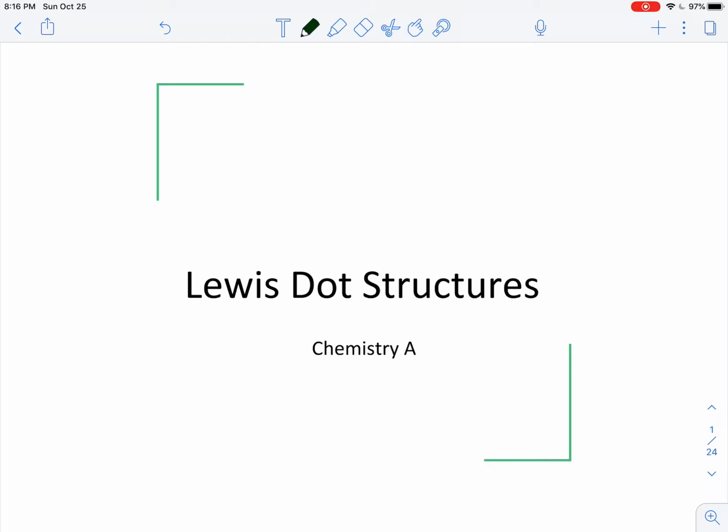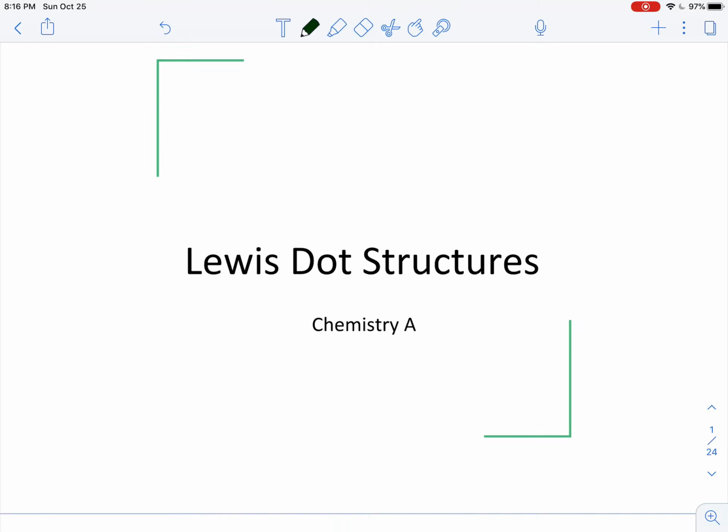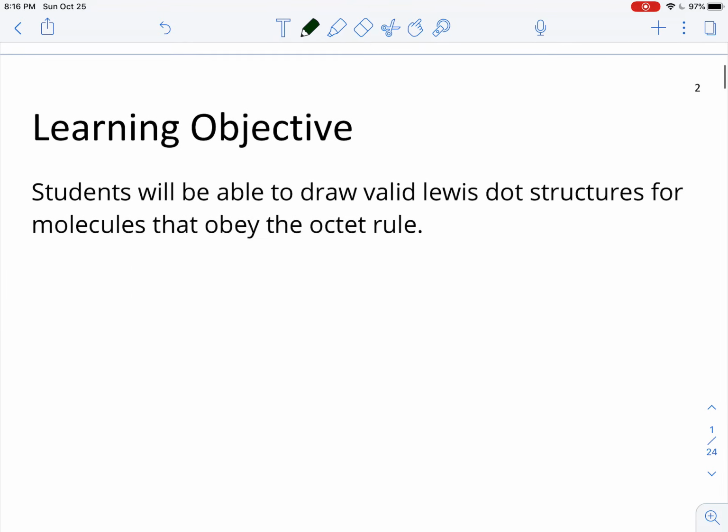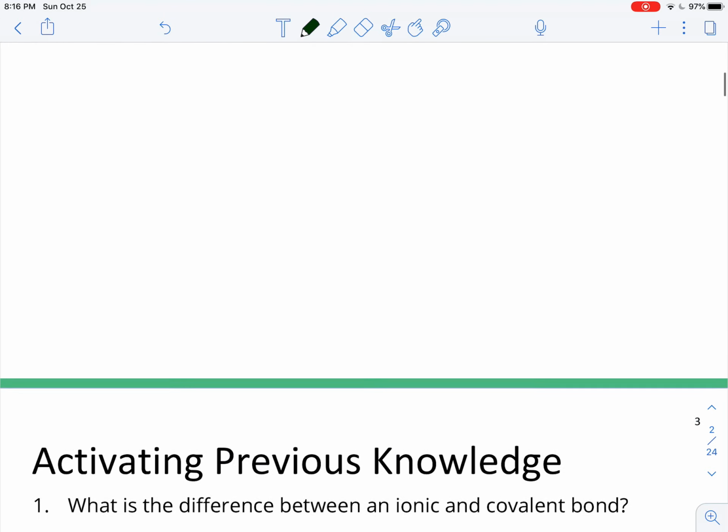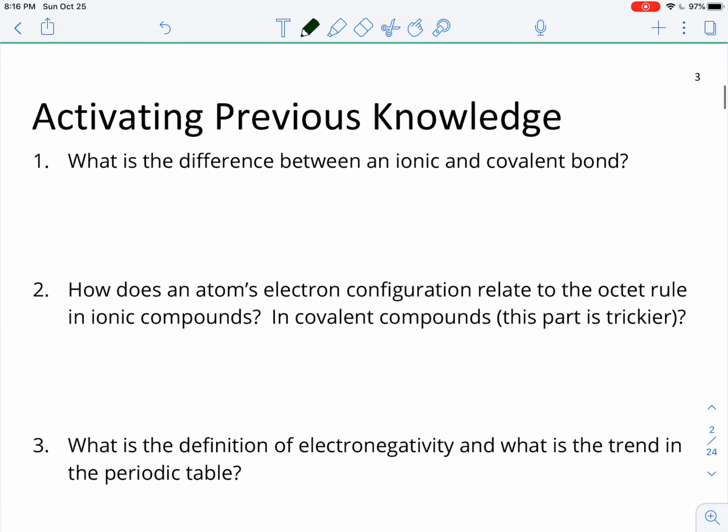This lecture is on Lewis dot structures and continuing talking more about bonding. So the purpose of this lecture is to have you guys be able to draw valid Lewis dot structures for molecules that obey the octet rule. All right, so some things we need to review before we talk about Lewis structures.